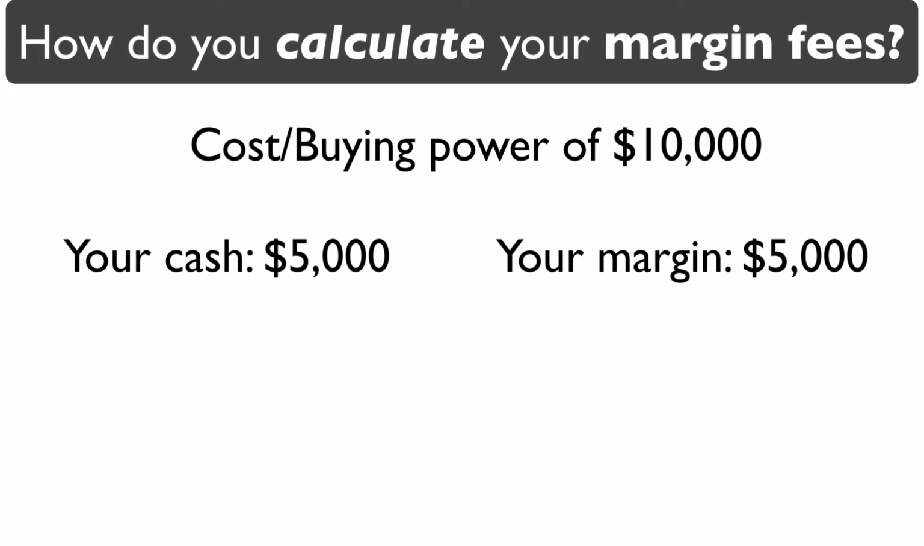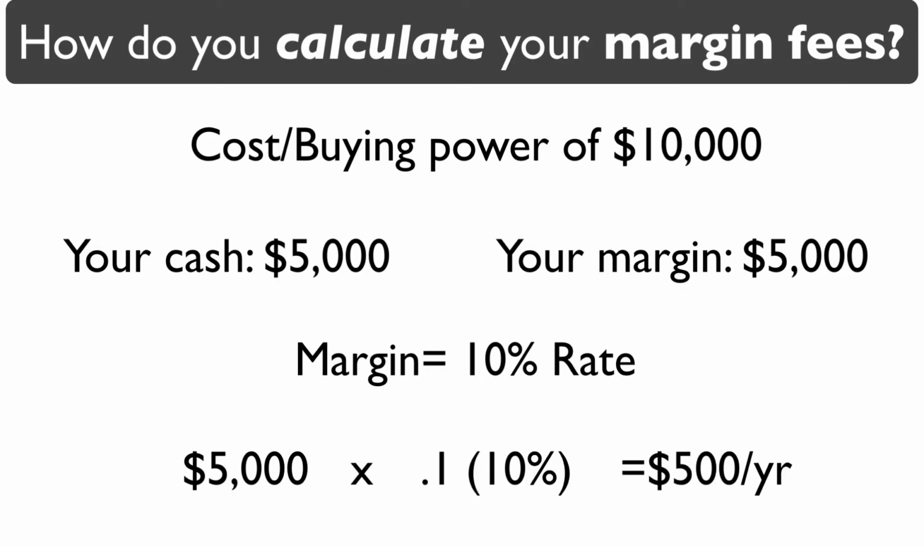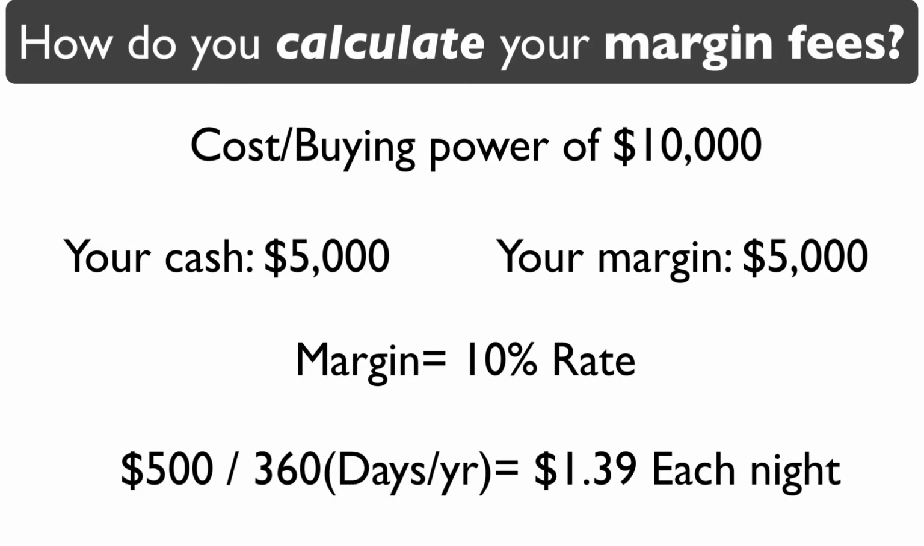If your margin account was at, say, a 10% margin rate, then to figure out what you'd be charged, you would take the $5,000 of margin that you're using, times it by 0.1 or 10%, and that gives you $500 a year. Now you can divide the $500 by 360, which is how most brokers calculate it, and that's around $1.40 each night you hold it.